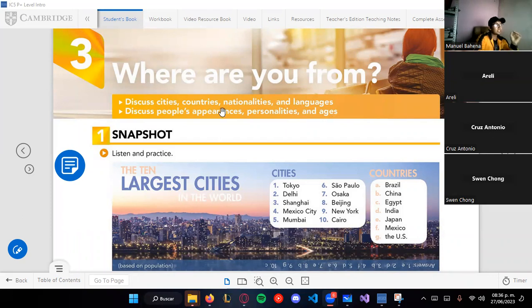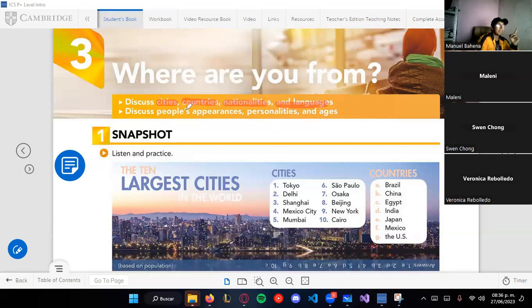It says, discuss cities, countries, nationalities, and languages. What are we going to do in this unit? Vamos a discutir sobre los lugares, ciudades, nacionalidades. ¿Ciudades? ¿Countries? Más grande. Estados. Más grande. Ciudades. Países, there we go. Yes, countries are países. Ciudades, países, nacionalidades y lenguajes. Y idiomas.